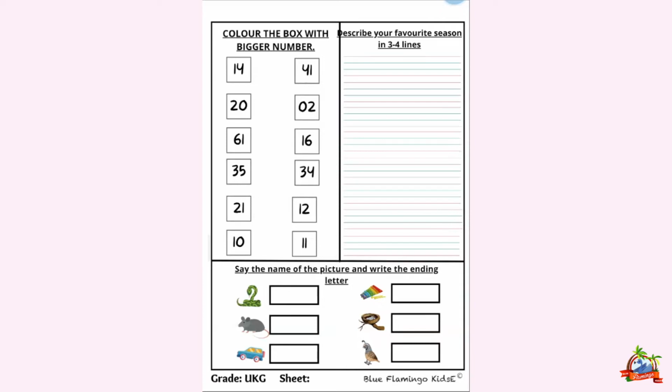जिस column में box में बड़ा number होगा, bigger number होगा, larger number होगा, उसी को आपको color करना है. So choose any one of your color and start the question. Like the first one is 14 and 41. Now tell me 14 और 41 में से bigger number कौन सा है? Which one is bigger?